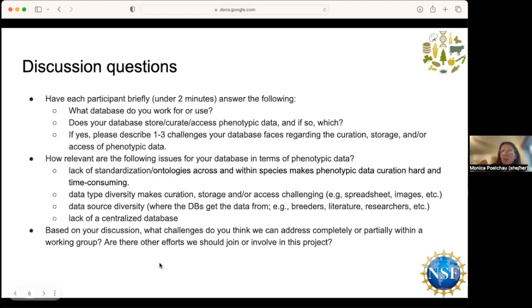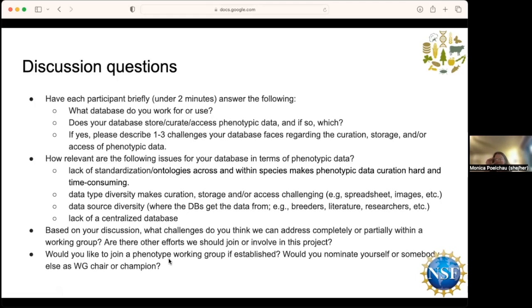Then based on your discussion, what challenges do you think we can address completely or partially with a working group? So we're asking for some advice on what you think would be a good working group topic. Or, is this problem already solved somewhere else and we just need to think about it a little bit differently, that kind of thing. What other groups can we connect with? And then finally, sort of a recruitment ask: would you be interested in joining such a working group if established? And would you be interested, or would you know anybody who we should recruit, to be a chair or a champion for that working group?